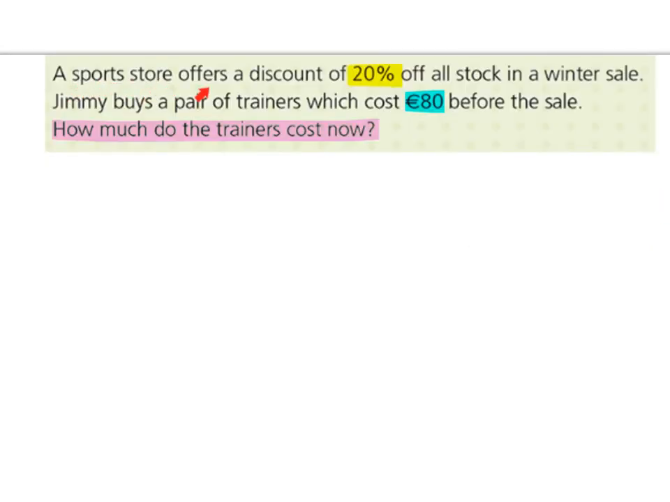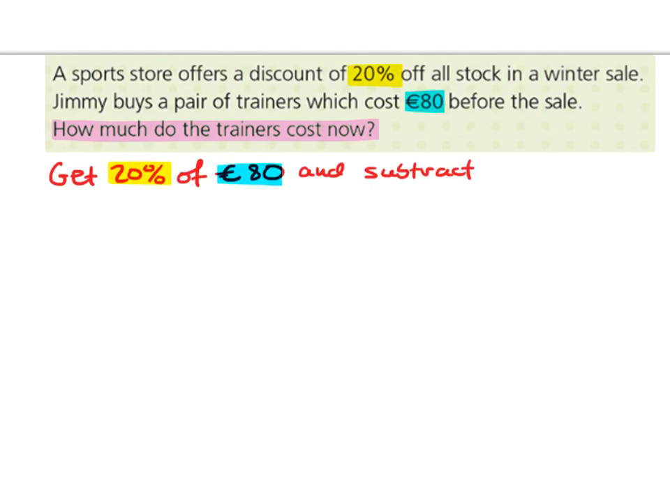A sports store offers a discount of 20% off all stock in a winter sale. Jimmy buys a pair of trainers which cost €80 before the sale. How much do the trainers cost now? So there's a few different methods that we can use here. I'm going to show you 3 different ways that you can do it, but ultimately you can pick which way suits you. So in this method, we're going to get 20% of €80 and subtract that from the €80.